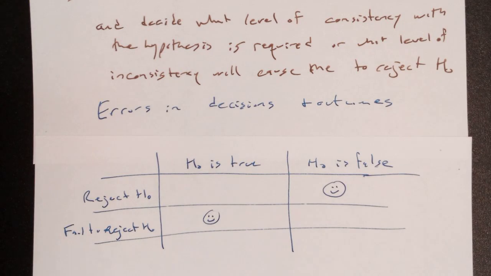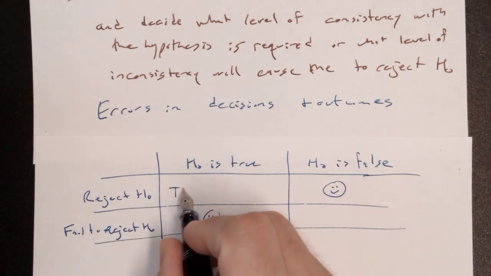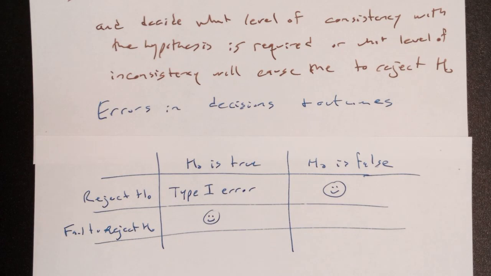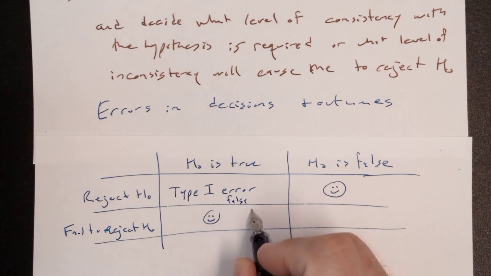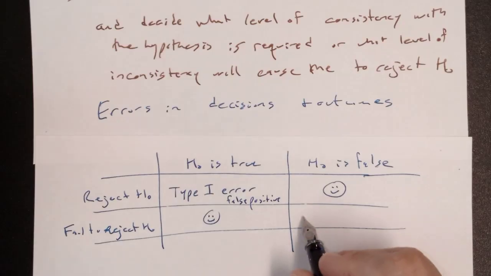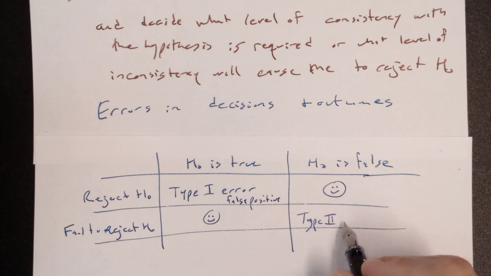We've used these terms before. We talked about drug testing. If the hypothesis I make is true, but I reject it anyway, that's called a type 1 error, commonly referred to as a false positive. If it's false, but I don't reject it, that's a type 2 error. A false negative.